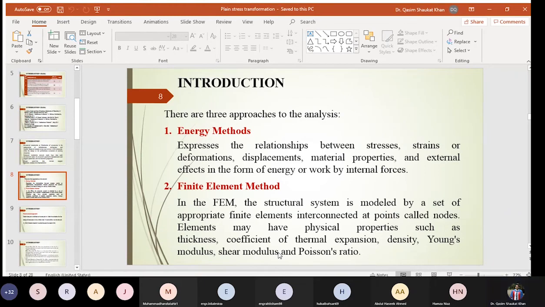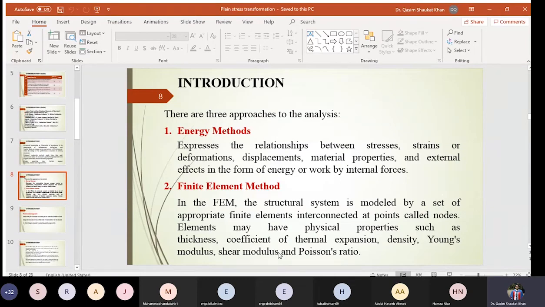Then comes the finite element method. Finite element method is mostly a numerical method. Numerical method means that you will use software. Just like we can take the example of ANSYS.